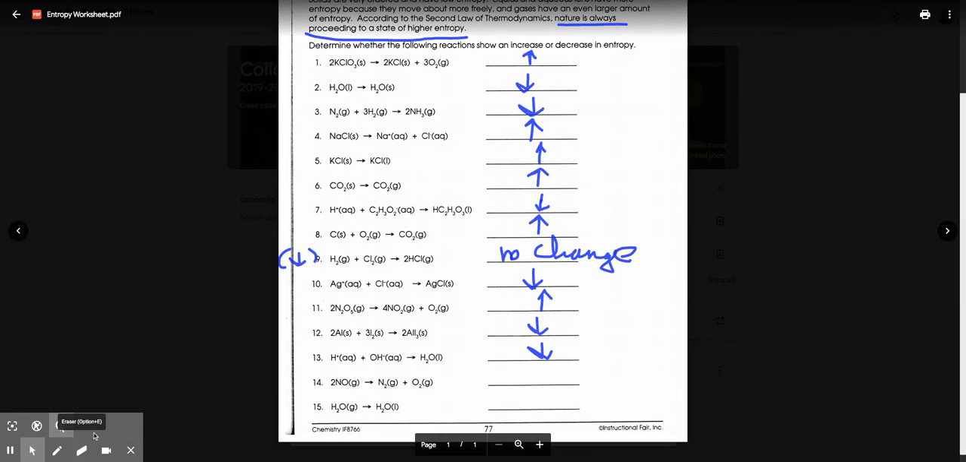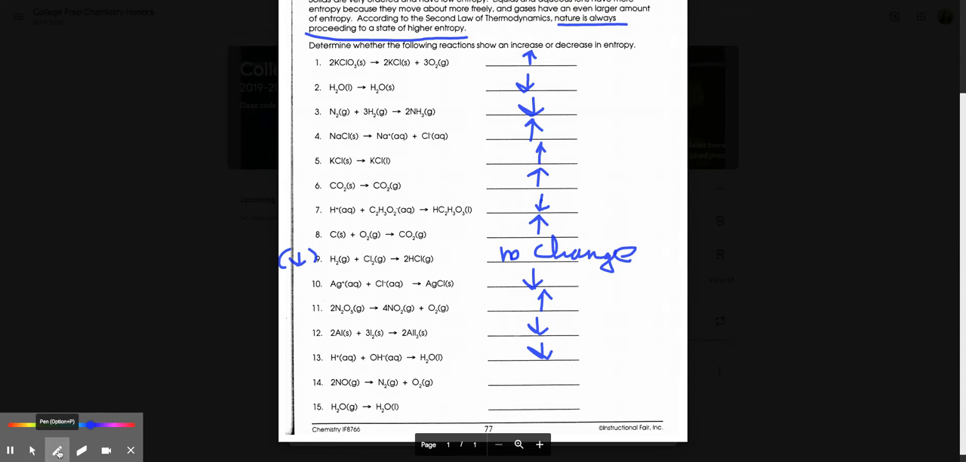Number 14, we have all gases. This is a weird one. No change, according to the answer key. I would have said increase, but I don't know. You can trust me or you can trust the book. It's up to you. And number 15, going from a gas to a liquid would be a decrease in entropy.